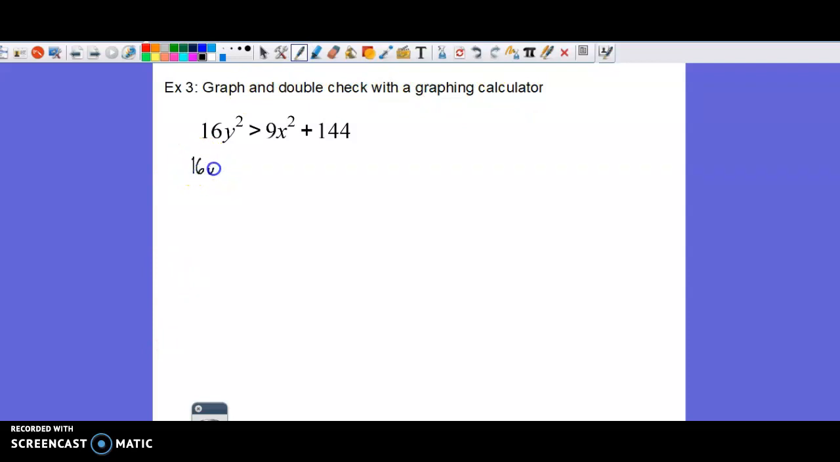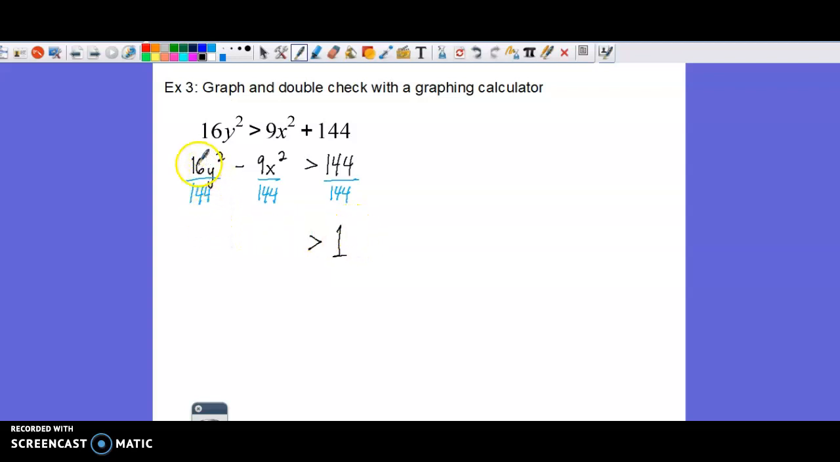So what I would do is I would subtract that 9x squared over here. The inequality is still greater than. And I guess I should point out that the only time you switch that inequality is if we divide by a negative. Well, in this case, we're going to divide everything by a positive 144. And if you're wondering why we're dividing by 144, you may recall that on a hyperbola problem like this, we want it to equal 1. Well, in this case, it's greater than 1.